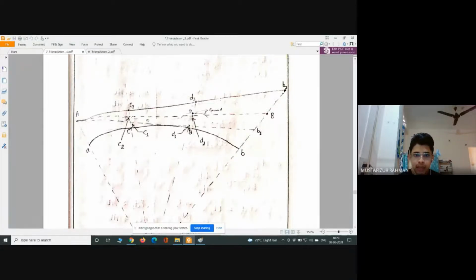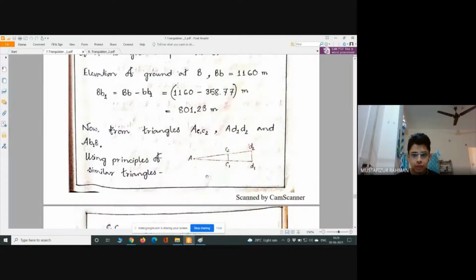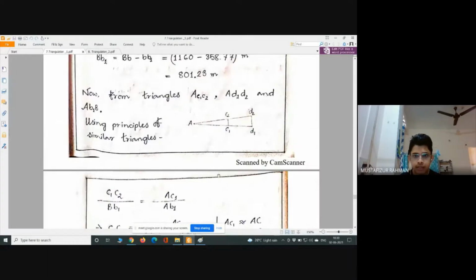So there is some height increment at C point and D point. We have to find them. We will find that using this similar triangle concept. A, C1, C2, D1, D2. Okay, from this triangle, what we can write, the same sides are proportional. We can write C1C2 divided by C1C2 divided by BB1. Okay, this triangle is here.